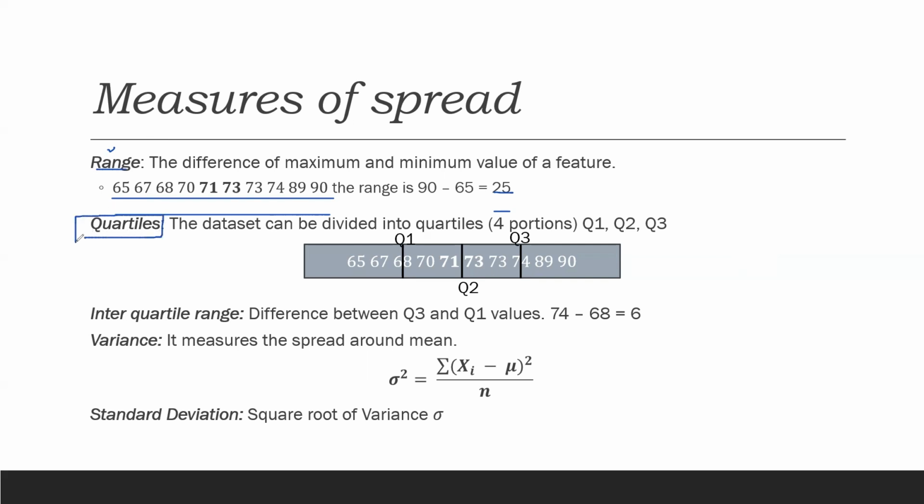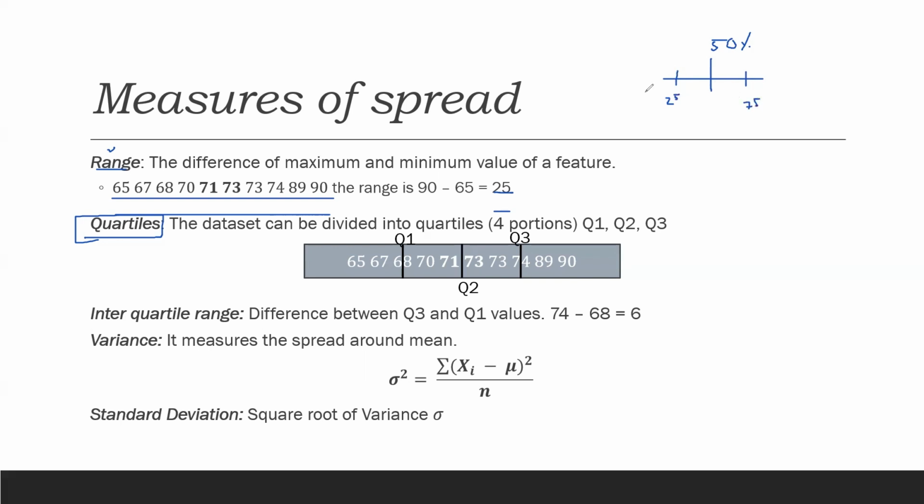So what is quartiles? We already discussed something called the median. In median, we told that it is the 50th percentile. So whichever is the most centric value, it is the median. Similarly, you can also have the 25th percentile and the 75th percentile.